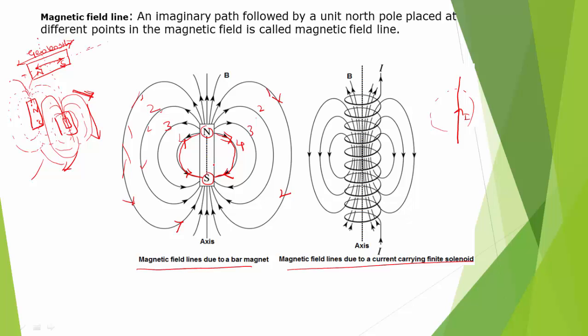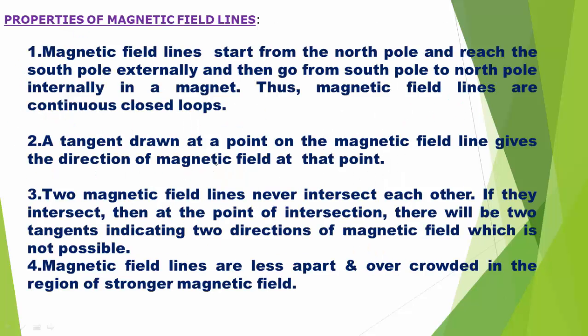Now we will see some more important properties of the magnetic field line. The first property is magnetic field lines start from the north pole and reach the south pole externally and then go from south pole to north pole internally in a magnet. That's why the magnetic field lines are called continuous closed loops.